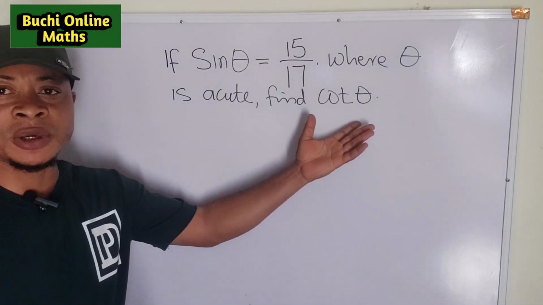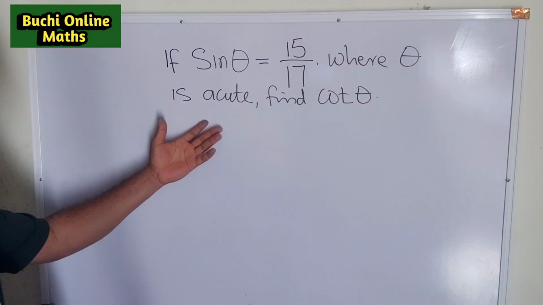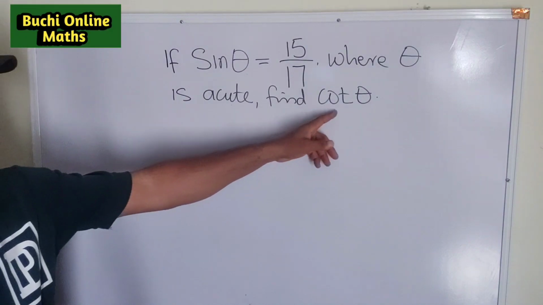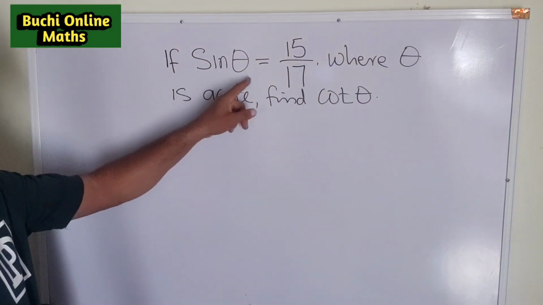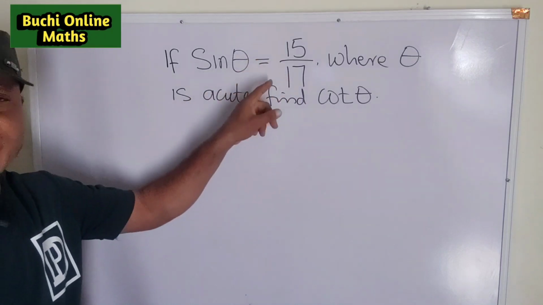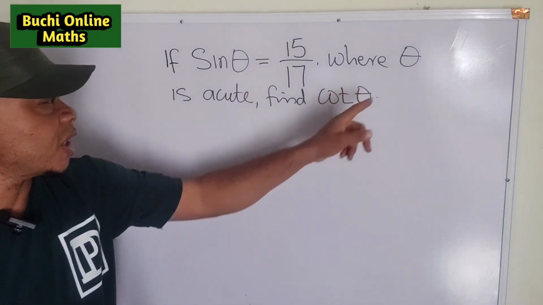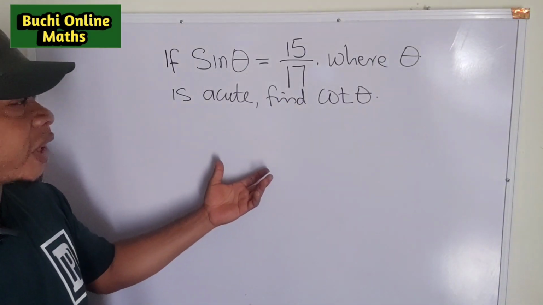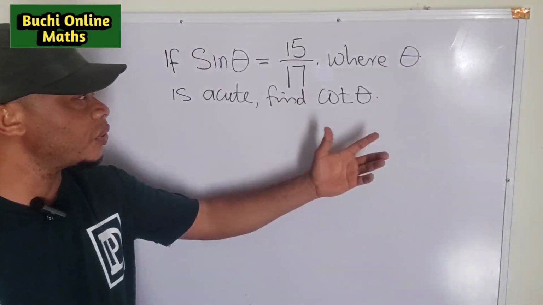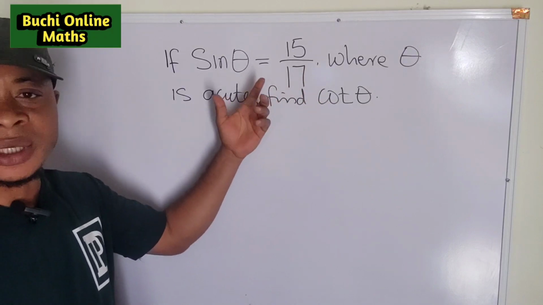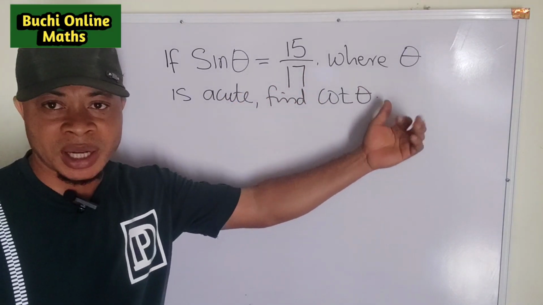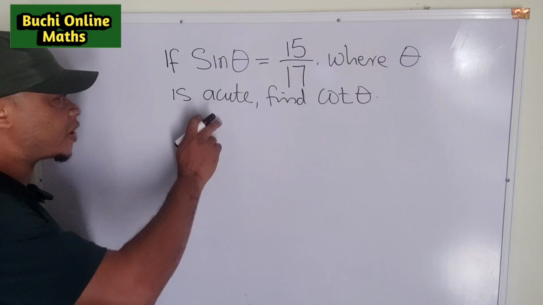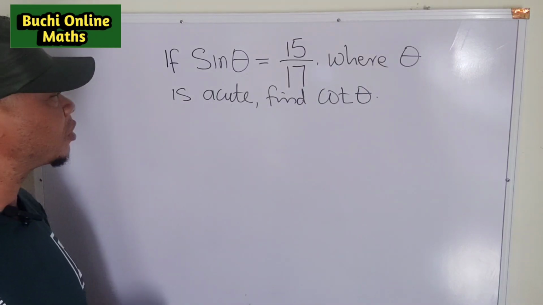Today we have this question before us, and we are asked to find cot theta if sine theta equals 15 over 17, where theta is acute. An acute angle is an angle that is less than 90 degrees. So the question is telling us that angle theta is less than 90 degrees. That is what the examiner means by acute.